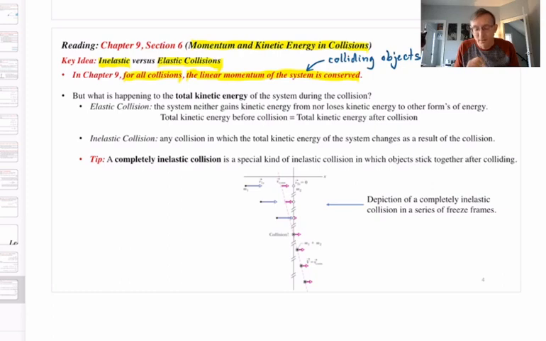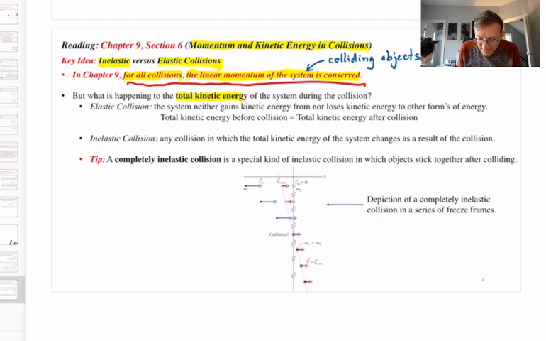In this chapter, for all collisions, the linear momentum of the system is conserved, assuming you take the system to be all the things involved in the collision. All right, so that's a given. Put that aside now. The total linear momentum will be conserved in all collisions. Now I'm going to turn to looking at the total kinetic energy of the system. What's happening to that during a collision? That's where we come up with the two categories of collision, elastic and inelastic.